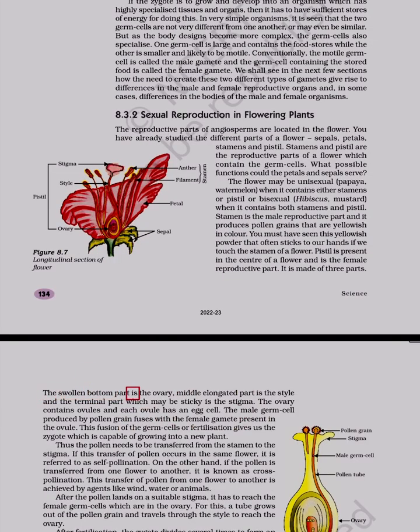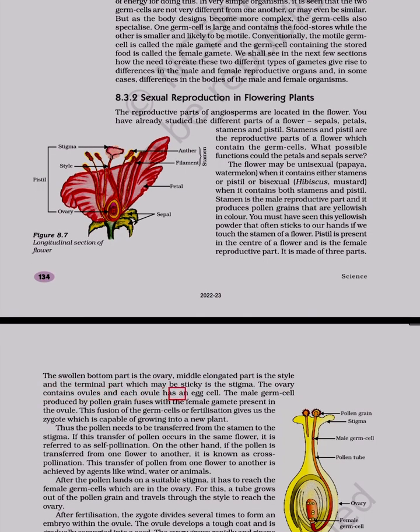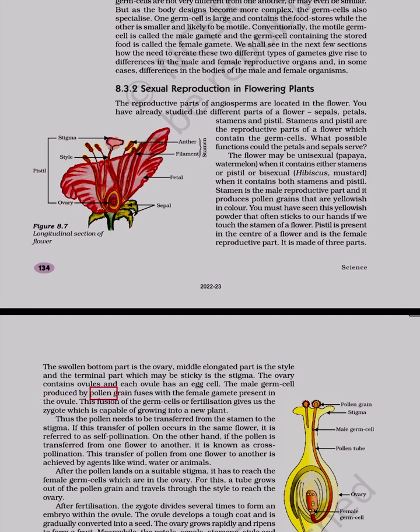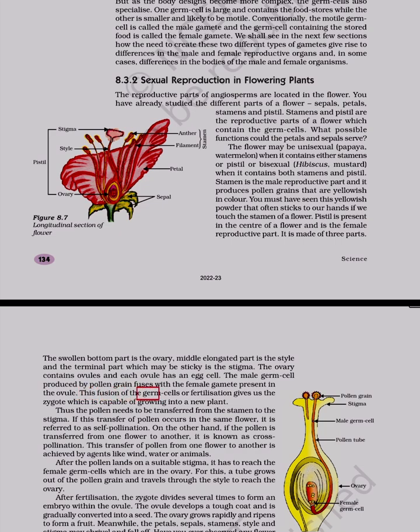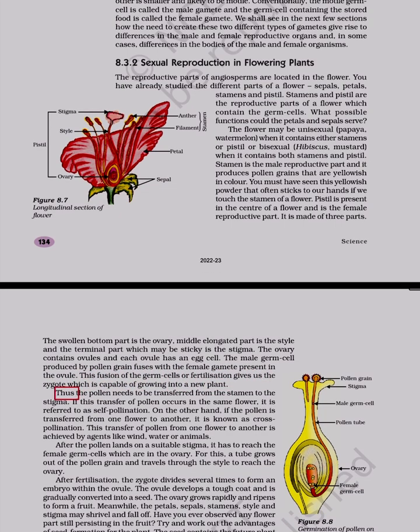The swollen bottom part is the ovary, the middle elongated part is the style, and the terminal part, which may be sticky, is the stigma. The ovary contains ovules and each ovule has an egg cell. The male germ cell produced by pollen grain fuses with the female gamete present in the ovule. This fusion of the germ cells, or fertilization, gives us the zygote, which is capable of growing into a new plant. Thus the pollen needs to be transferred from the stamen to the stigma.